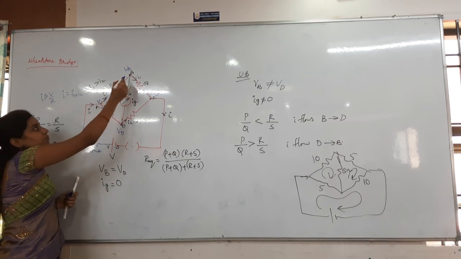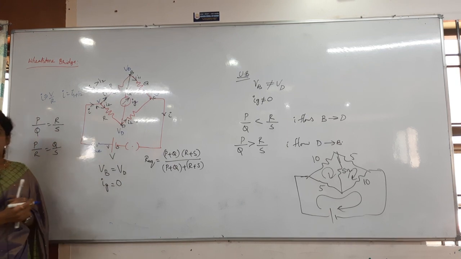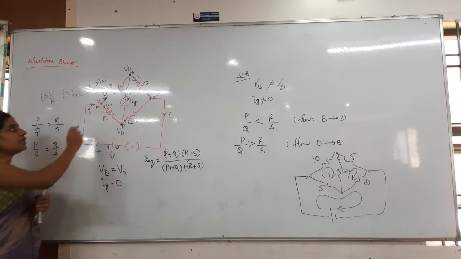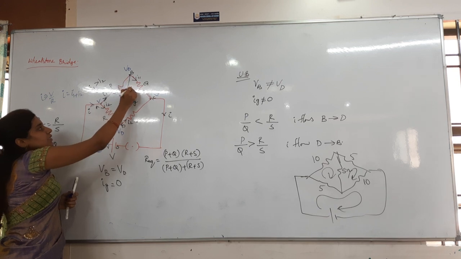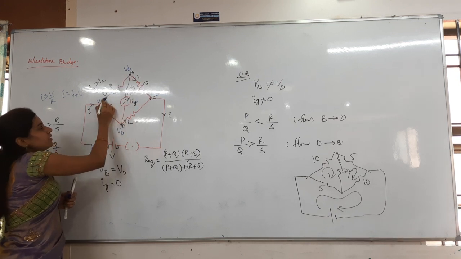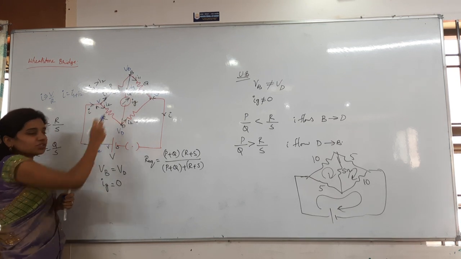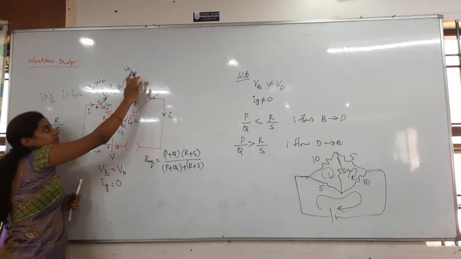And again you have to apply Kirchhoff's current law at this point. So here current I1 is flowing and then IG is coming here, and then this I1 nothing but, now whenever the bridge is not balanced, at that time this will not be I1.